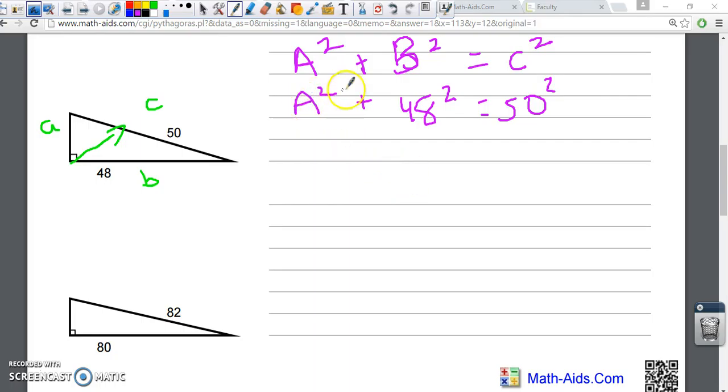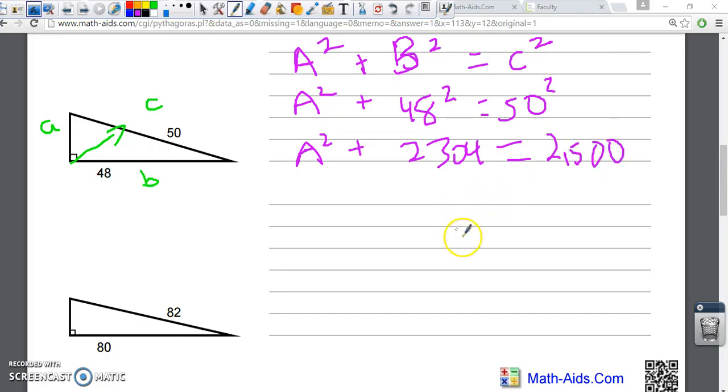So I cannot solve A squared, so I'm going to bring this back down as it is, plus 48 times 48. Again, that is not 48 times 2. It's 48 squared, so that is 48 times 48. If we do that, that's going to give us 2,304. Now I'm going to do 50 squared. Again, that's not 50 times 2. It's 50 times 50. That's going to give us 2,500.